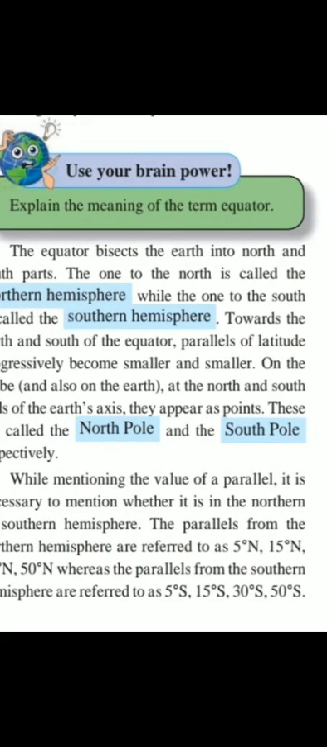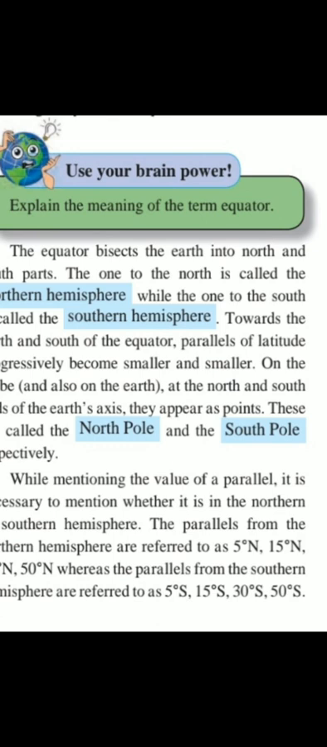Next is the meaning of the term equator. Now let us understand the actual meaning of the equator. Before moving on, we'll explain what the meaning of equator is. Equator means what? Equator means a line which is drawn on the earth, that is, an imaginary line. The line which is drawn on the earth from the poles.